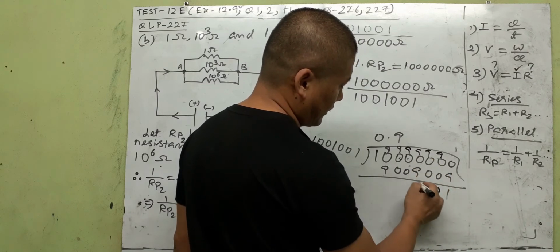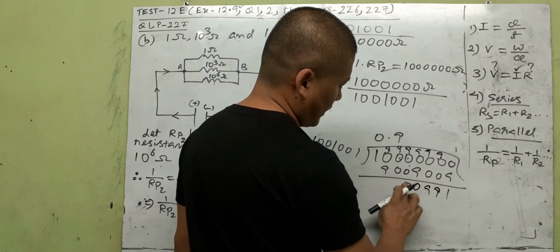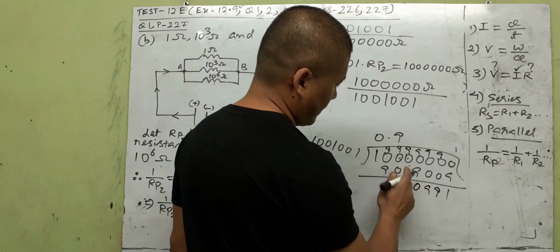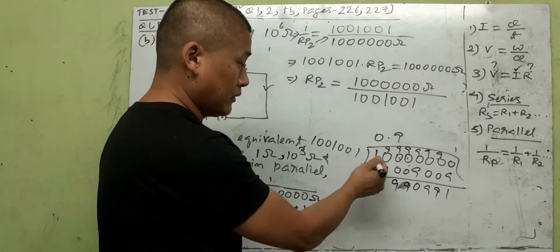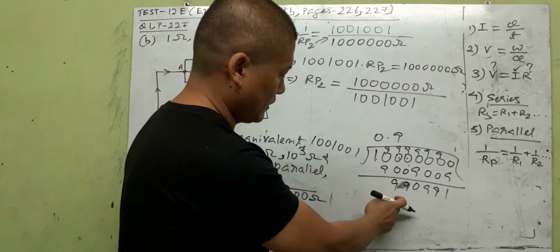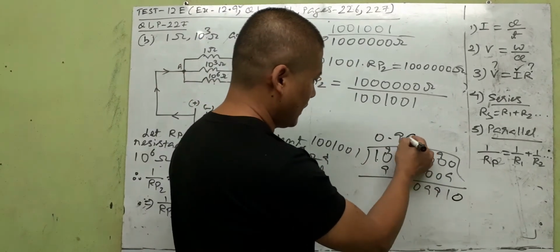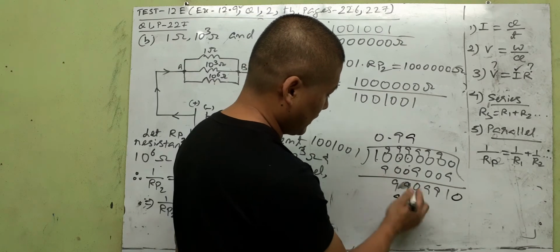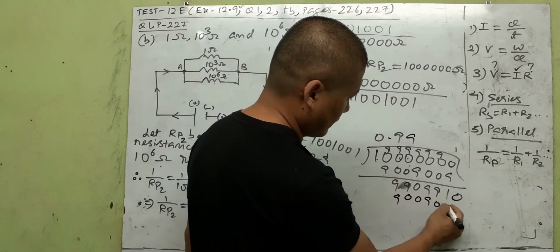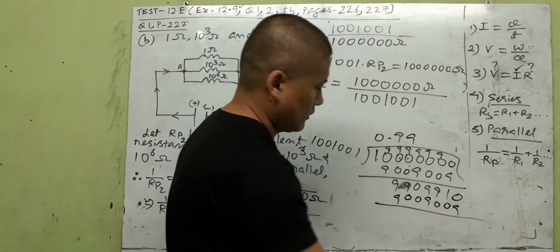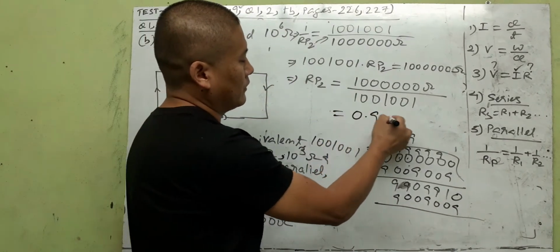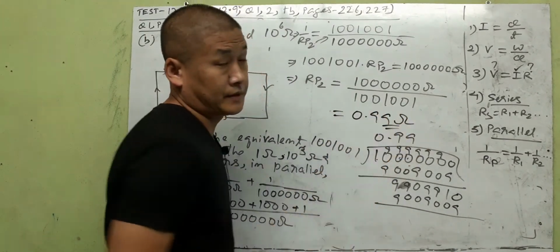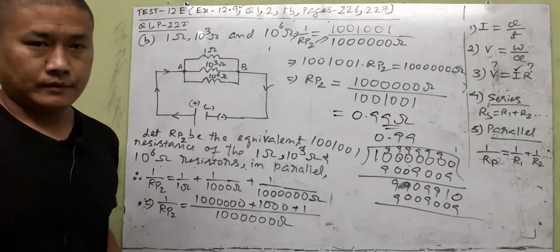9 minus 9, 0. 9 minus 0, sorry, 9. 9 minus 0, 9. Then 9 minus 9, 0. Already borrowed, so nothing left, so this much. Then again point means 1, 0. Again 9 will go, so same thing, 0, 0, 9, 0, 0, 9. So we can stop there. So approximately 0.99 ohms is the equivalent resistance, even in this case B.